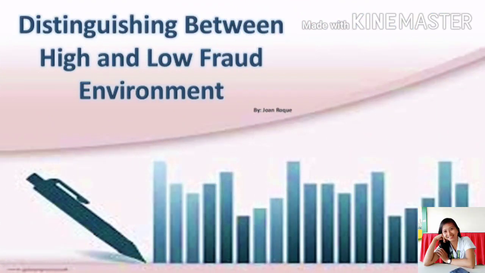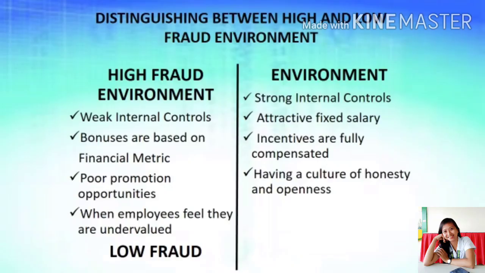Distinguishing between high and low fraud environments. In a high fraud environment, the company's internal control is weak, while in a low fraud environment, their internal control is strong enough that the opportunity for fraud is not possible to penetrate. In a high fraud environment, bonuses are based on financial metrics or the performance of an employee, while in a low fraud environment, they have attractive fixed salaries and incentives are fully compensated. In a high fraud environment, there are poor promotion opportunities, which would likely lead to employees' fraudulent acts.